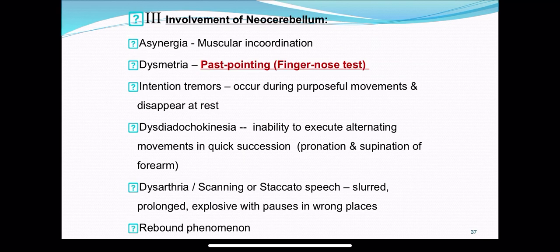Intention tremors is a condition where a patient suffering from cerebellar lesion wants to pick up an object on a table or somewhere on a surface, and as he goes close towards the object to pick it up, close to the object, he will develop tremors in the hand. So intention tremors: when there is an intention to do something, tremors will start appearing. So tremors occur during purposeful movements and disappear at rest. This intention tremor has a difference to be discussed with tremors due to basal ganglia, which I'll be telling at the end.